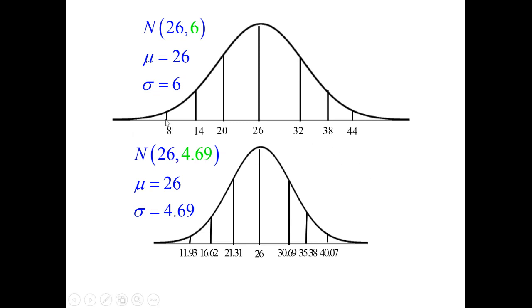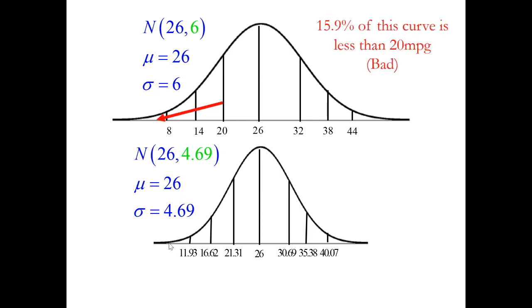Where before, this 8 miles per gallon was 3 standard deviations from the mean. Now that 8 is going to be many more standard deviations below the mean. You see our new third standard deviation below is only going to be 11.93. It's not going to make it down to 8. That would almost be 4 standard deviations below the mean. If you remember from our tails before, this tail only has 0.15% in it. There's not a lot of room in there. There's not many cars in that position anymore. So, maybe this could work. I don't know.